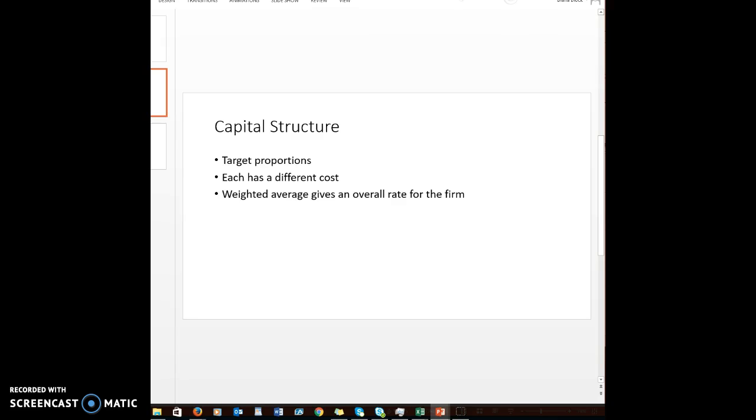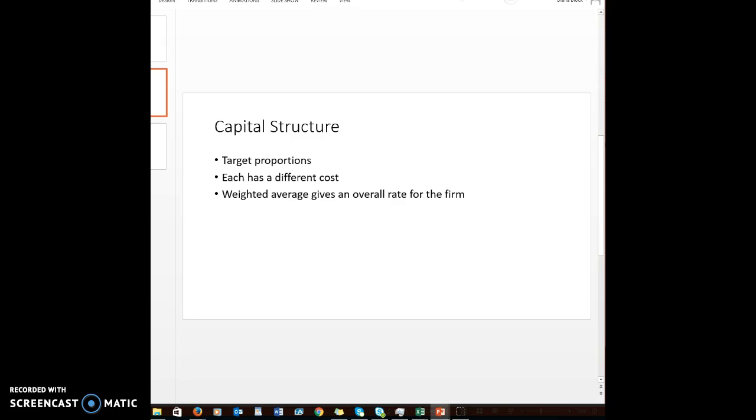So there's going to be target proportions, and the firm is going to try to maintain that proportion from period to period. They don't want to take on so much debt that suddenly the majority of their capital is from debt, unless that is what they consistently use as their capital structure model.